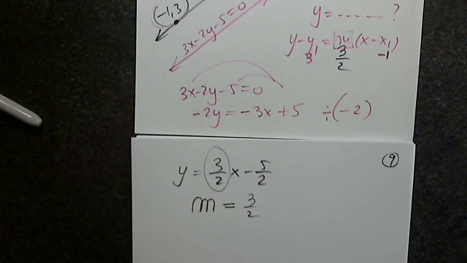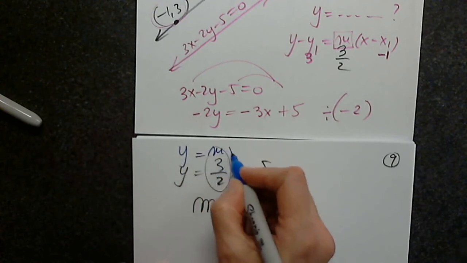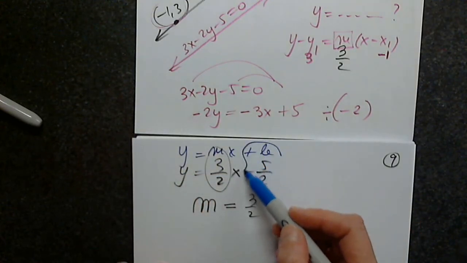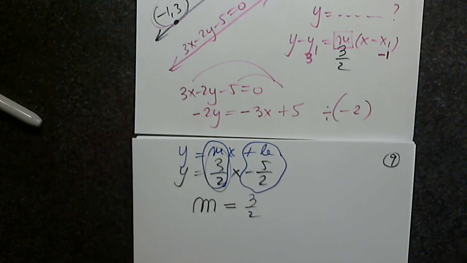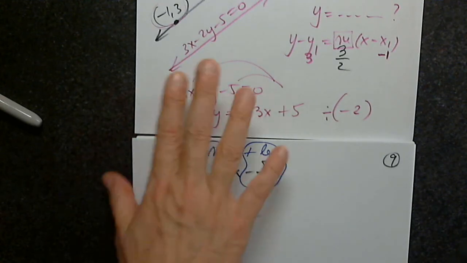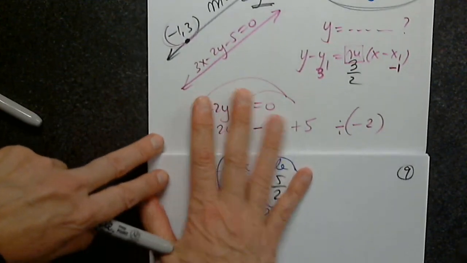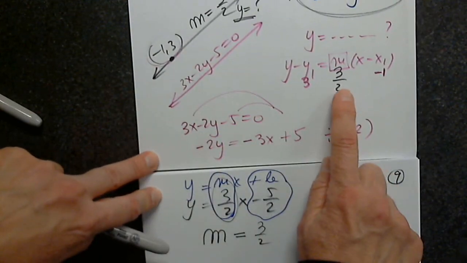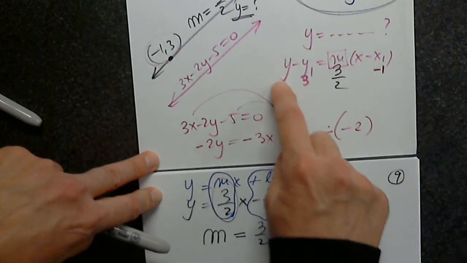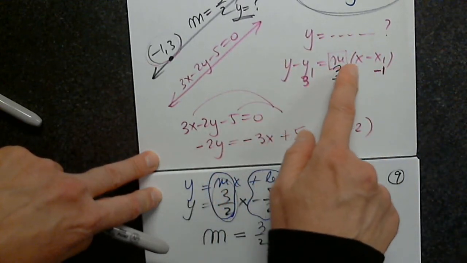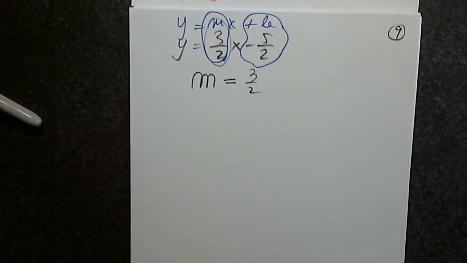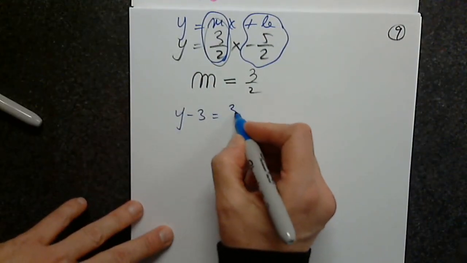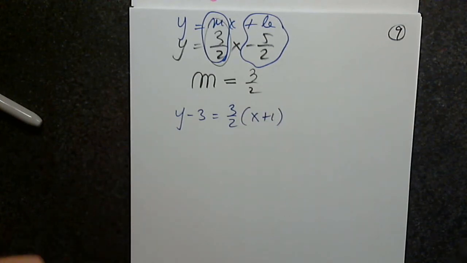So now I compare this to this. This is the y-intercept and this is the slope of the red line. I only care about its slope. So now I have to solve this equation for y. Y minus 3 equals 3/2 times x plus 1. So y minus 3 equals 3/2 x plus 1. And we have to solve for y.